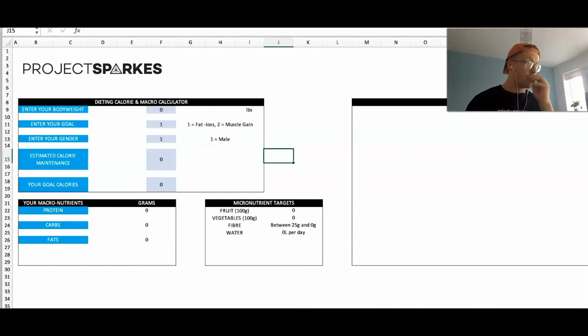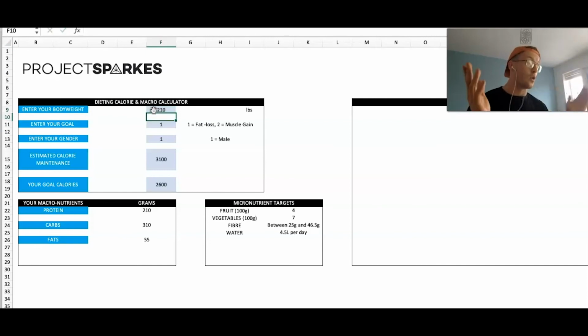So let's look at the calorie counter. It's pretty simple. This is all set up for fat loss. So if you are looking to gain muscle, you probably need to go on one of my other courses and see what I talk about there, because it is quite different. So you need to enter your body weight in pounds here. So let's say, for example, I'm 210 pounds, and it will calculate your maintenance calories, your dieting calories, and then your macronutrients that you should try and follow.